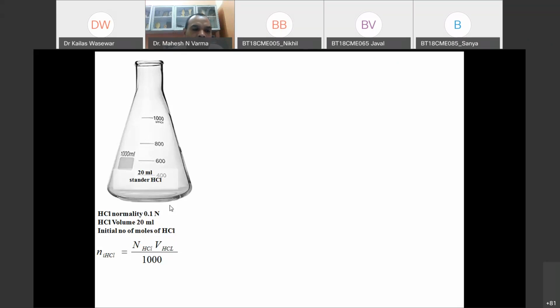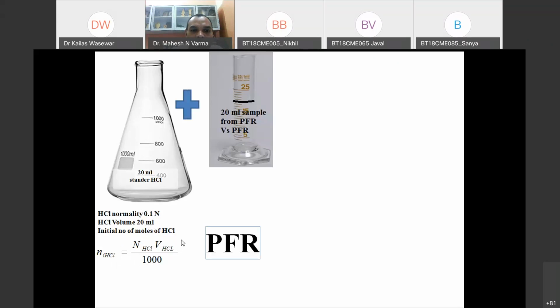So this is the number of HCl present in this conical flask before adding the sample. Then I will add the sample, 20 ml of sample. Say for example, from the PFR I have taken a 20 ml sample. And what will be the unreacted NaOH?